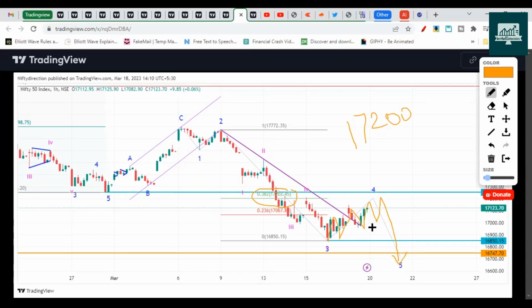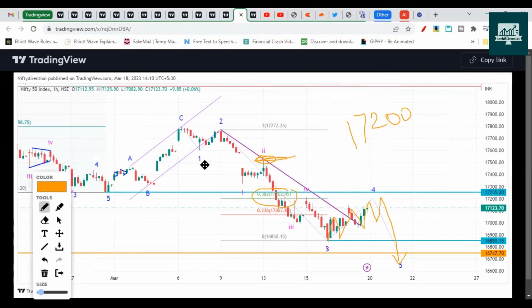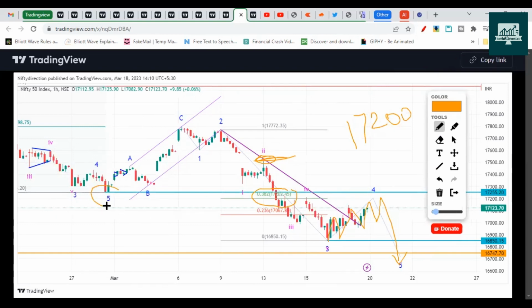So don't worry, this trend line is broken, but that's how fake moves are. Unless this is broken, we should not consider this a trend line break. It can be a fake breakout as well. Currently we are in a fourth wave heading max towards 17,200 to 255. 255 is our previous resistance, right? This is 255, from where we started the break on the downside. So yes, expecting a move like this next week.